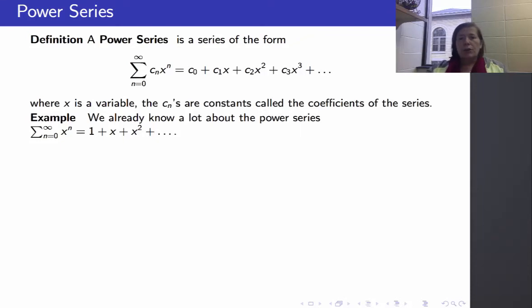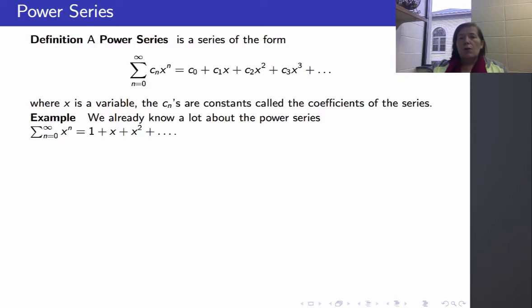In this section, we're going to look at power series. A power series is a series of the form the sum from 0 to infinity of c_n times x to the n, where the x is a variable, its value is not specified, and the c_n's are constants, and they're called the coefficients of the series. So this is like an infinite polynomial, and its value, if it exists, varies as x varies.